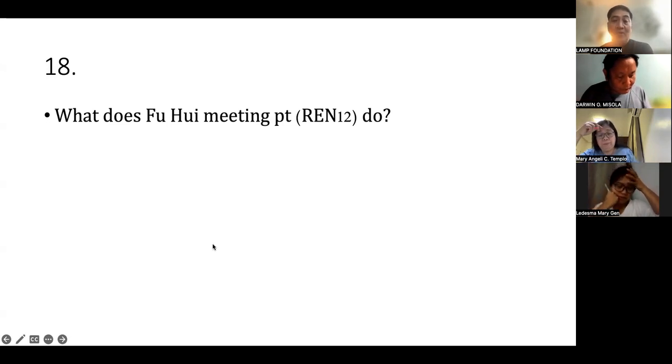Okay, paano po ba yung chi flow ng stomach? Going up, going down? Going down. What about the spleen? Up. Stomach is down, spleen going up. Like, where does it go? Bakit siya nag-up? Kasi pupunta siya sa lungs.